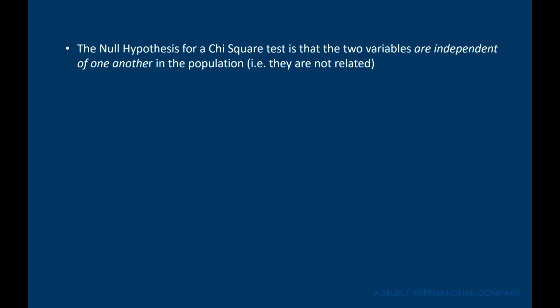So here's an example. The null hypothesis for a chi-square test is that the two variables, usually category variables, are independent of one another in the population, i.e. they are not related in any way. There is no relationship between people being left-handed or right-handed and, let's say, whether or not they are vegetarian. There's no relationship. That would be our null hypothesis.